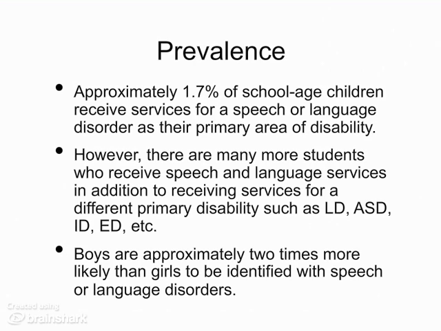Approximately 1.7% of school-age children receive services for a speech or language disorder as their primary area of disability. However, there are many more students who receive speech and language services in addition to receiving services for a different primary disability, such as a learning disability, an autism spectrum disorder, an intellectual disability, or emotional and behavior disorder. As is common with most other disabilities, boys are approximately 2 times more likely than girls to be identified with speech or language disorders.